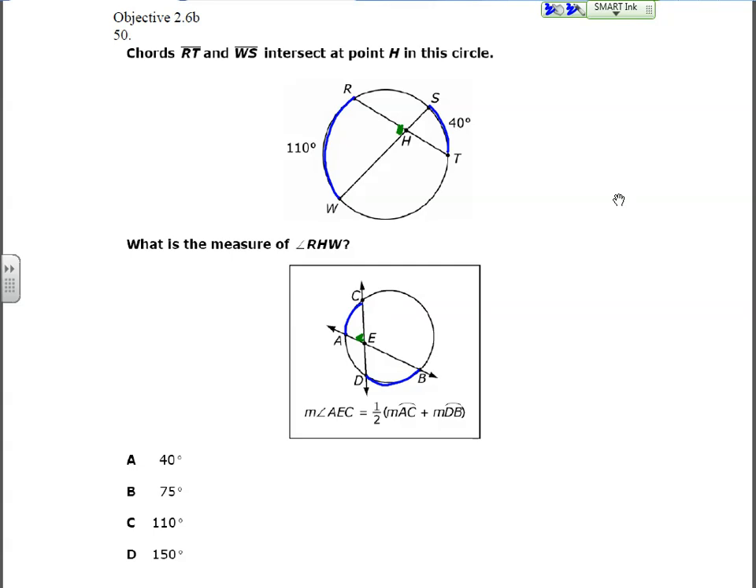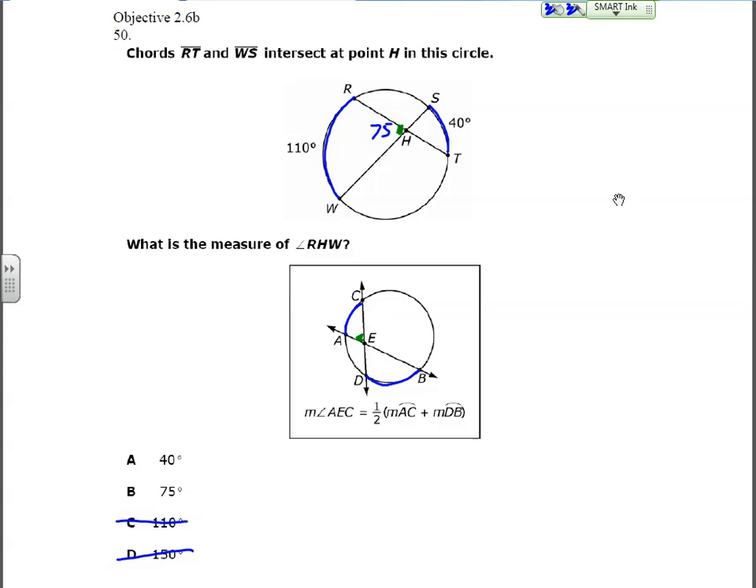Okay, so what should the answer be? B. B, 75. I did that without even. Again, you don't know the formula, but you can look at this and be a little bit logical. Obviously, RHW is not an obtuse angle. So all of our obtuse angles can be eliminated.